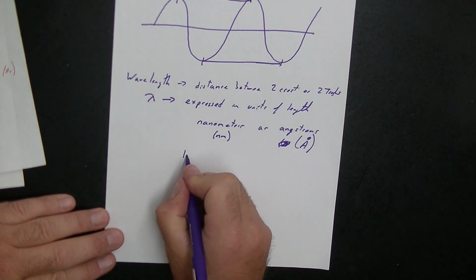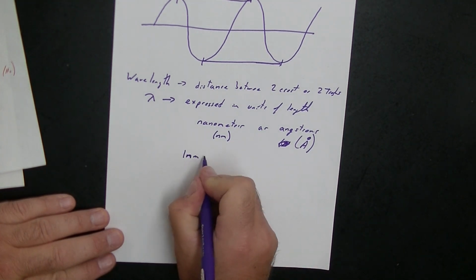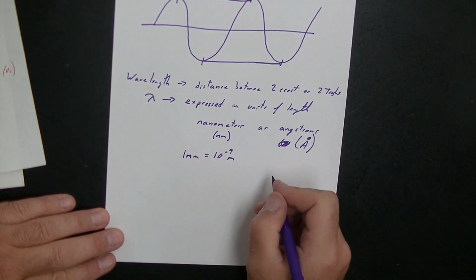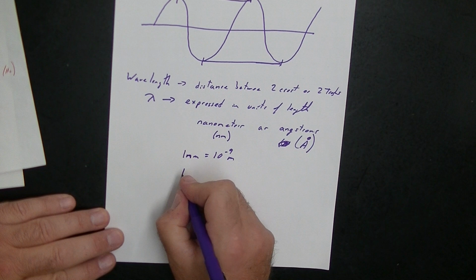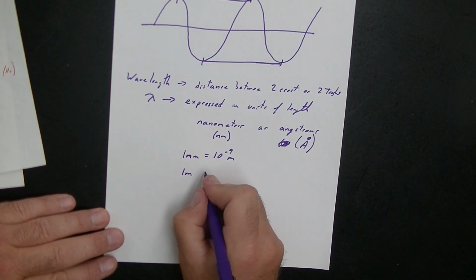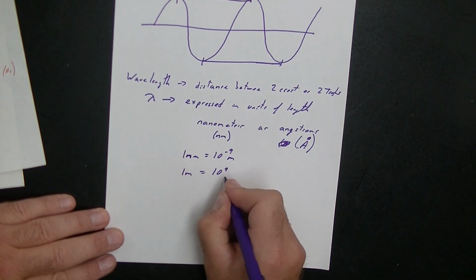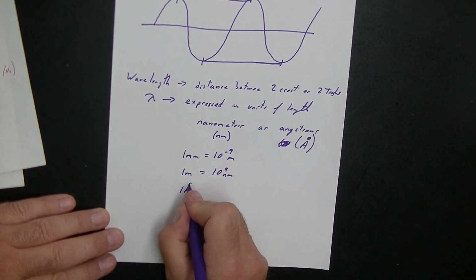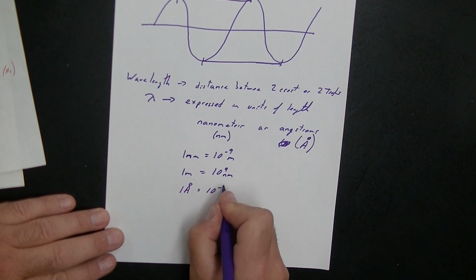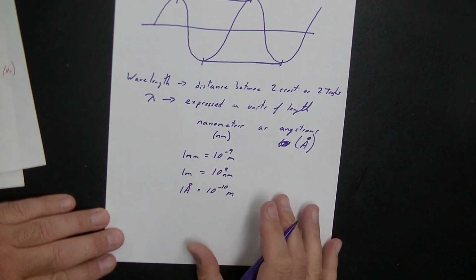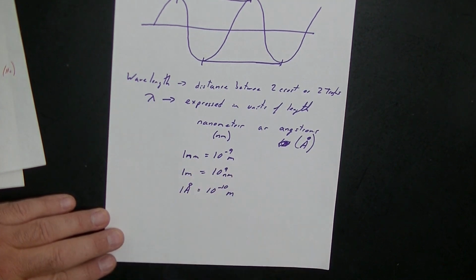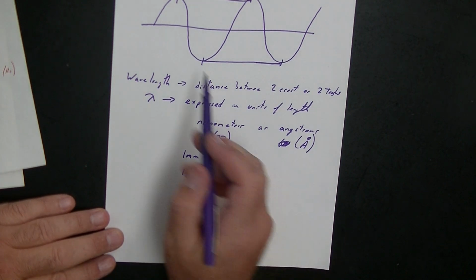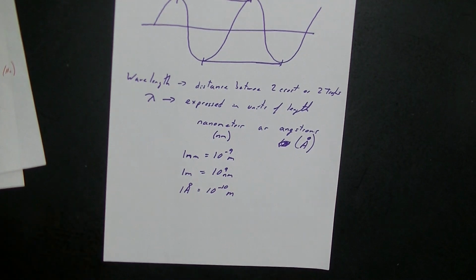So 1 nanometer is equal to 10 to the minus 9th meters. Or you could say 1 meter is equal to 10 to the 9th nanometers. 1 angstrom is equal to 10 to the minus 10th meters. Okay, so you'll need these conversions. So I would definitely learn those. Okay, so this is our wavelength.